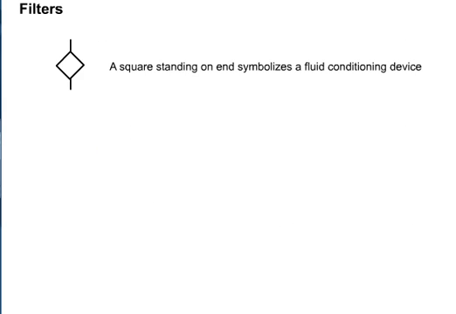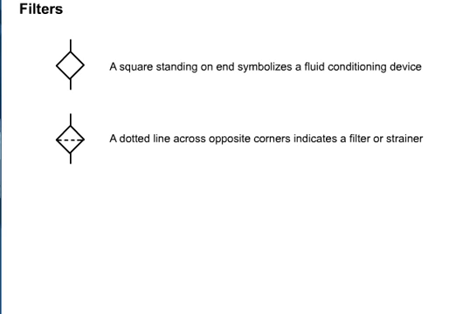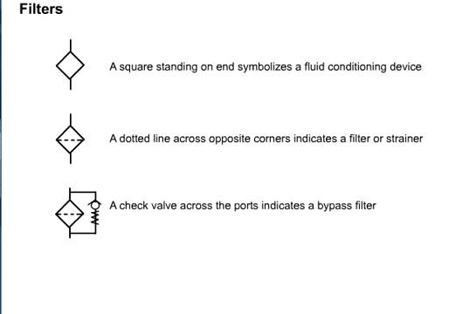Filters. The graphic symbol for a hydraulic fluid condition device is shown with a square standing on end. A dotted line across opposite corners indicates that it is a filter or strainer. Adding a check valve across and parallel to the ports indicates that the filter has a bypass.